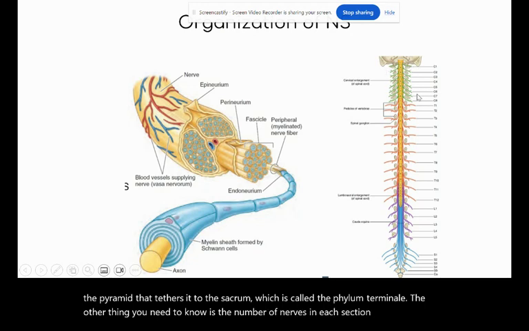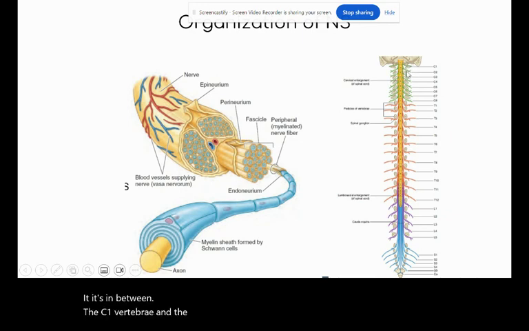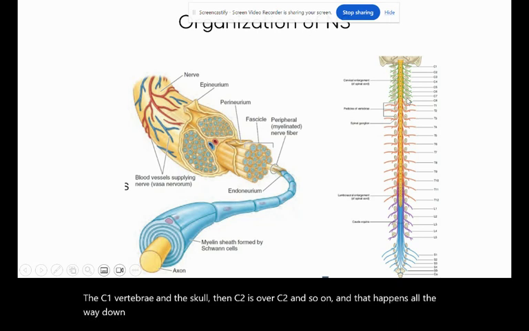The other thing you need to know is the number of nerves in each section. So there are 8 cervical nerves, even though there are only 7 cervical vertebrae. That's because C1 enters at the top. So C1 is in between the C1 vertebra and the skull. Then C2 is over C2 and so on, and that happens all the way down to C7. But what's unique about C7 is that the C7 nerve root is above the C7 vertebra and C8 is below it. So that's why there are 8.